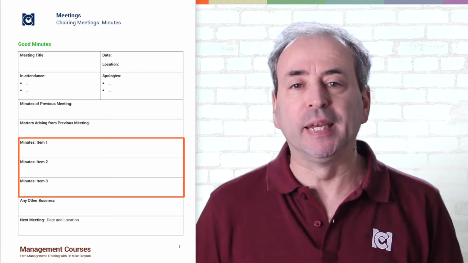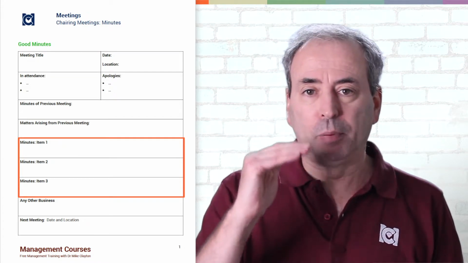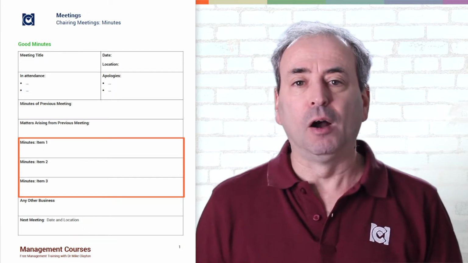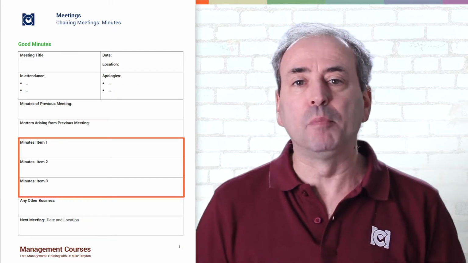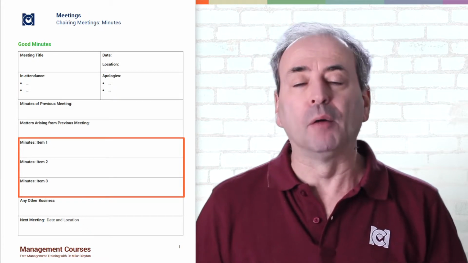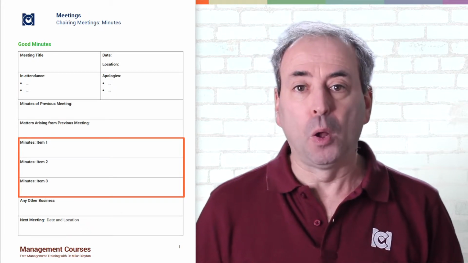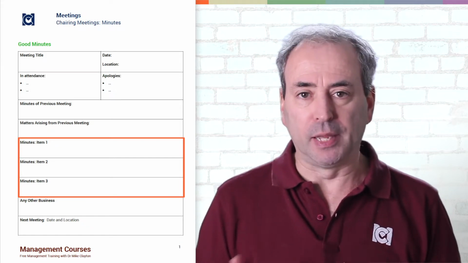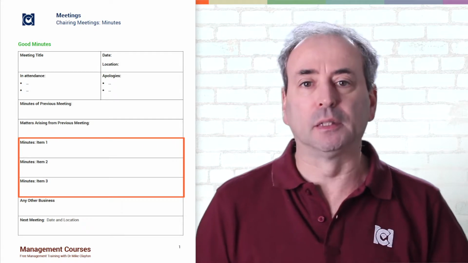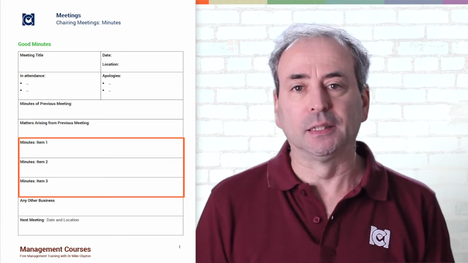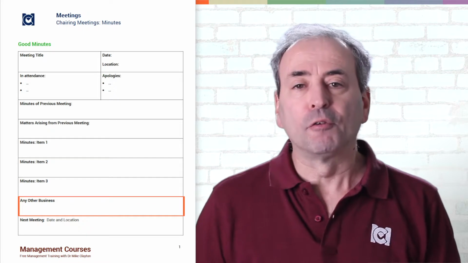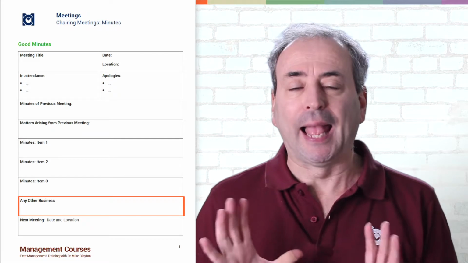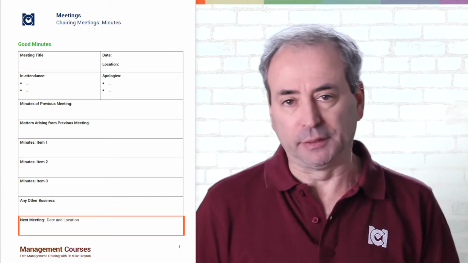Then the meat of the minutes is an item by item, topic by topic, agenda point by agenda point list of what's been discussed and the key points that have been discussed. I would expect that decisions that have been made will be highlighted, as will actions that have been committed to, and the name or initials of the person who committed to those actions will be put against those actions. Finally, formal minutes will record any other business that was discussed and the date of the next meeting.